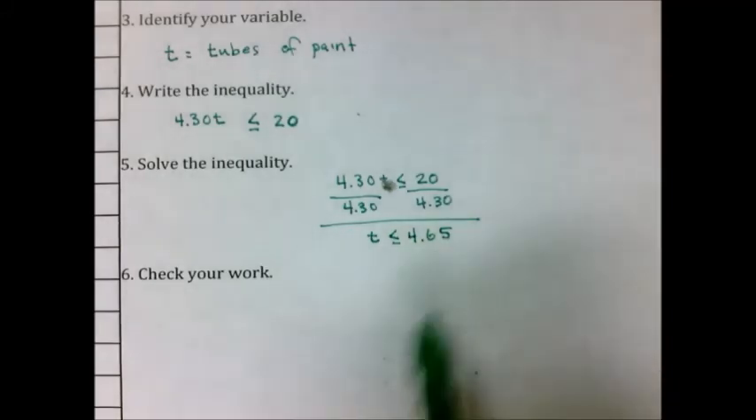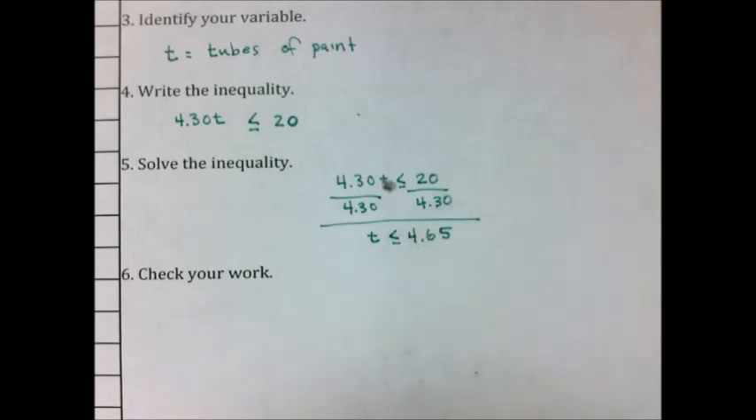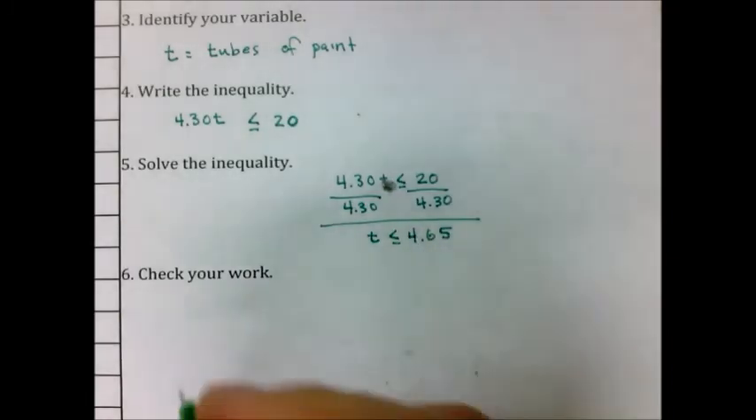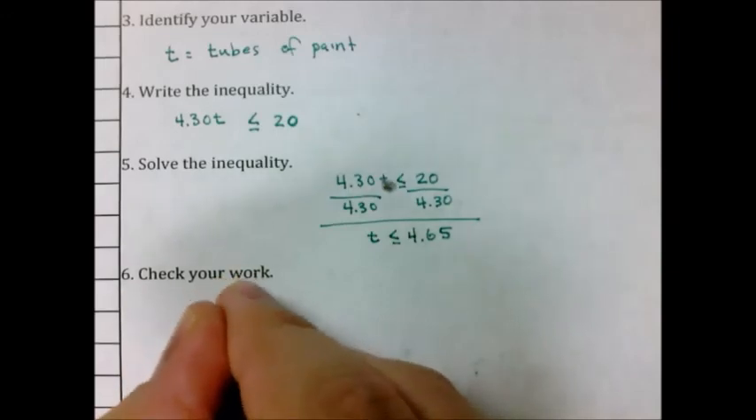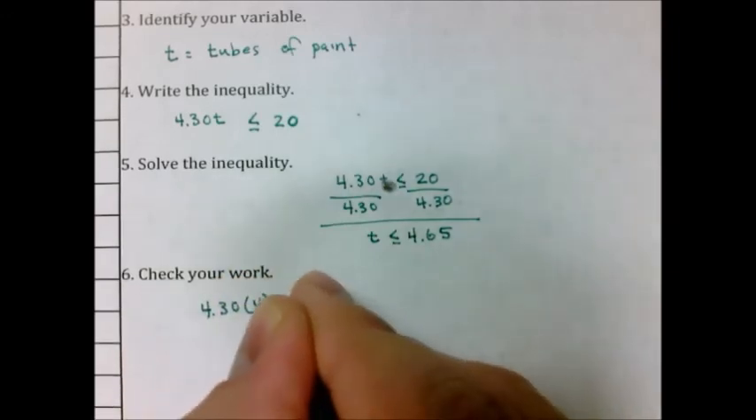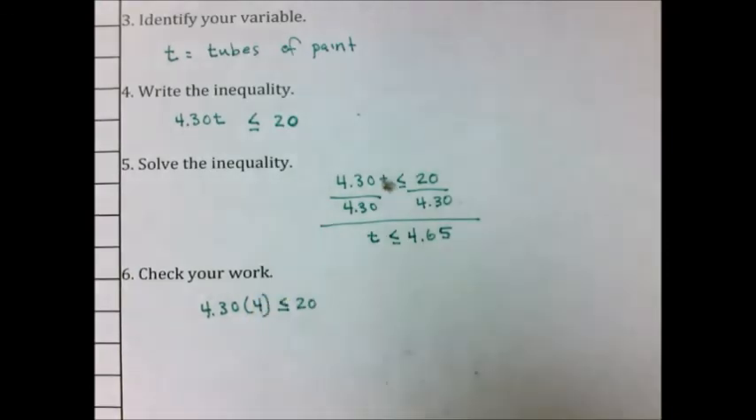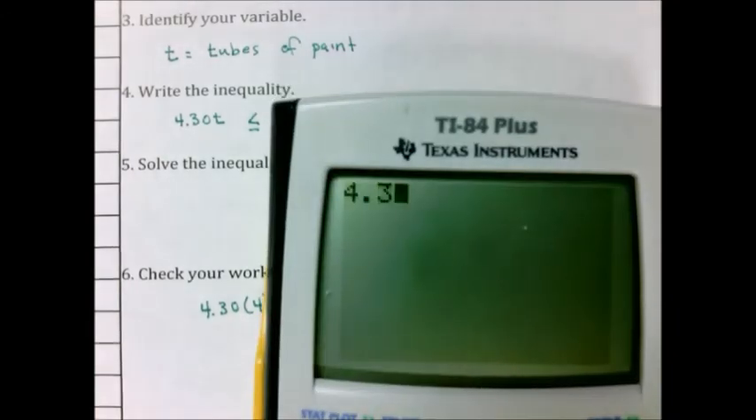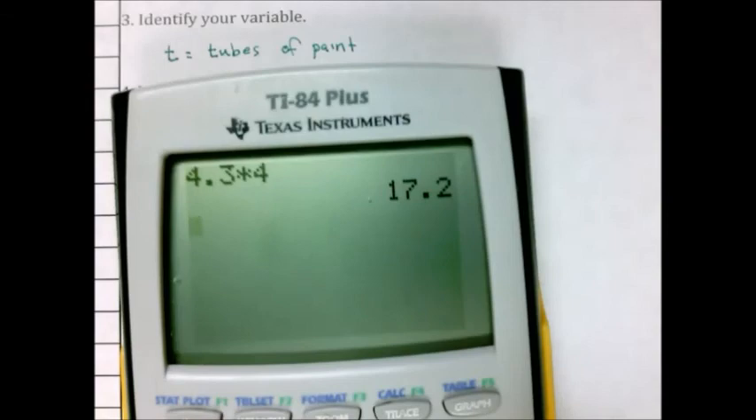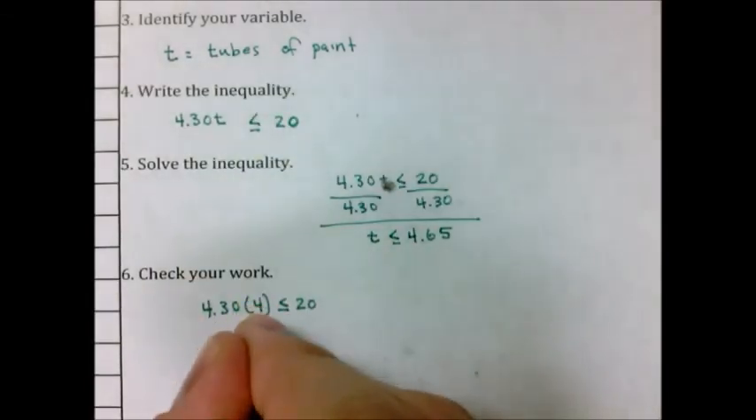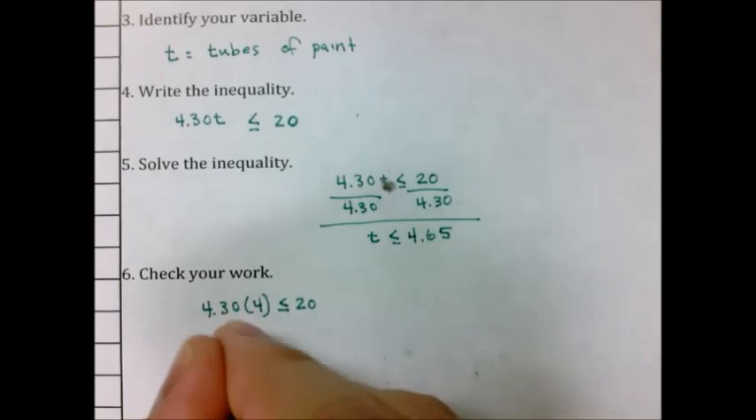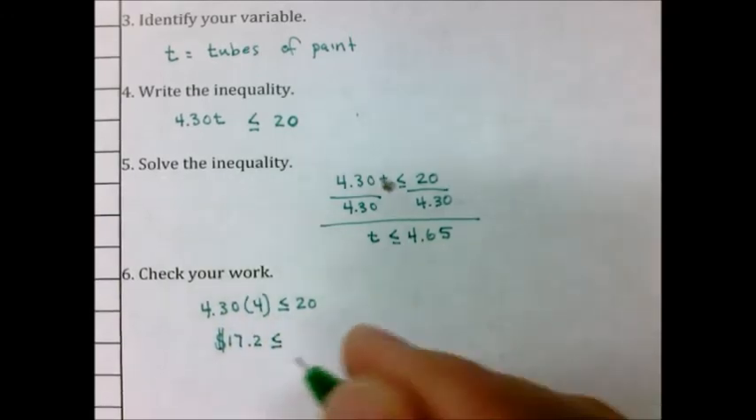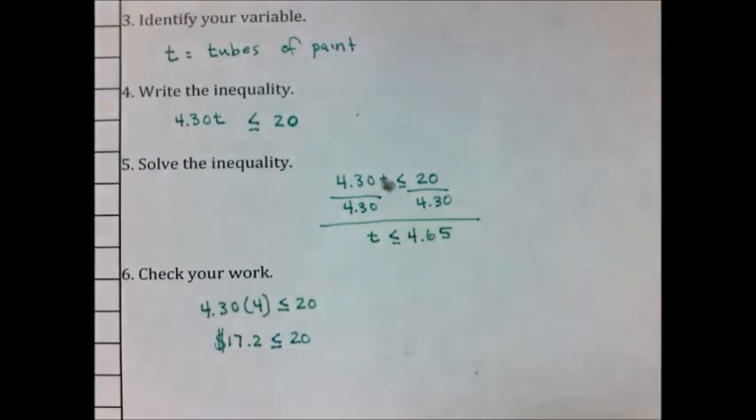So let's check our work by plugging in a number that's less than 4.65. We'll use 4 here, and we'll do $4.30 times 4 is less than or equal to 20. If we solve this, this should be true. So let's go 4.3 times 4. We end up seeing 17.2, which means that after we bought 4 tubes of paint, it only cost $17.20, and that is less than 20. Okay, so that does work out. So she could buy up to 4 tubes of paint. Perfect. That's it. Enjoy. Peace.